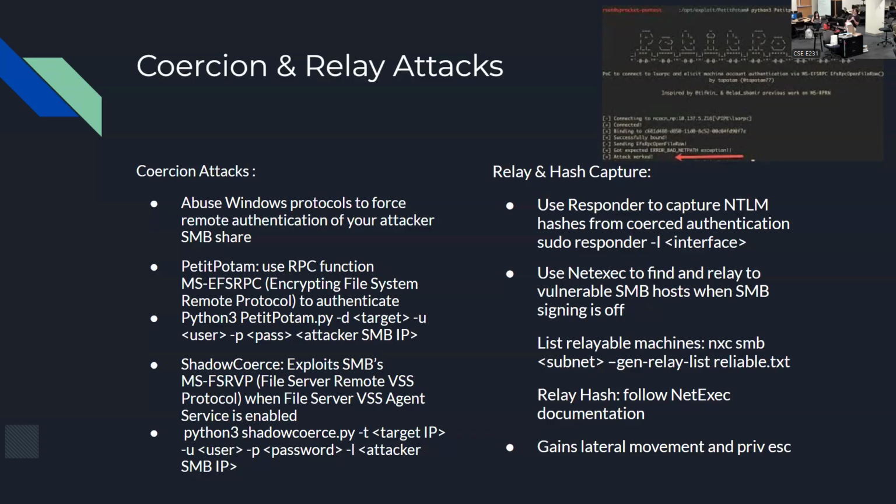You're able to capture NTLM hashes from your coerced authentication using a little tool called Responder, and it'll capture back that info. Then you use NetExec to find and relay to the vulnerable SMB hosts if SMB signing is off. And then you'll be able to list them out and relay the hashes back. And you can gain lateral movement and privesc.